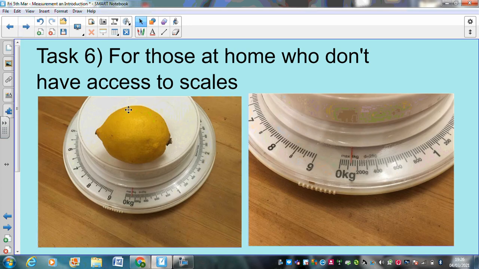Task 6 was weigh a piece of fruit. So I found a lemon. I put lemon on the scales. And this is the measurement. You can see it close up there. Tell me what that measurement is in grams. Question 7.